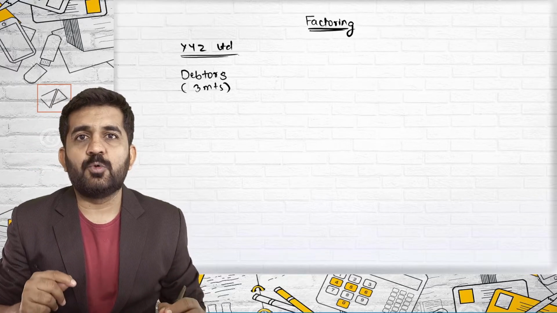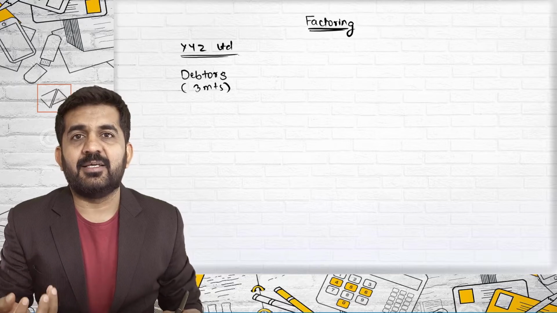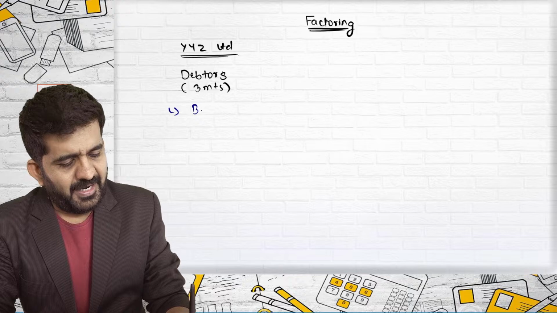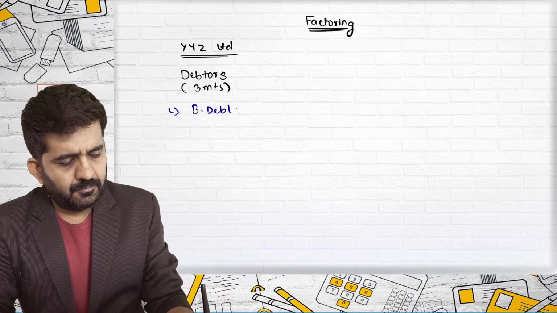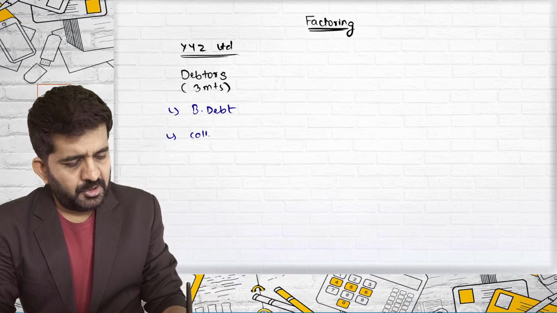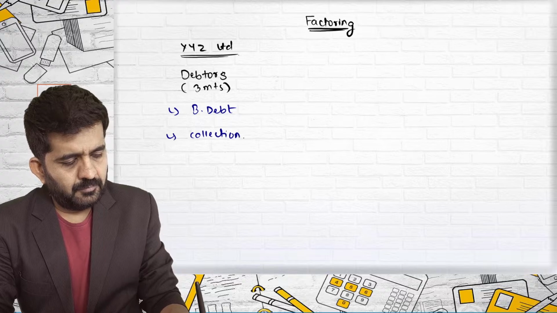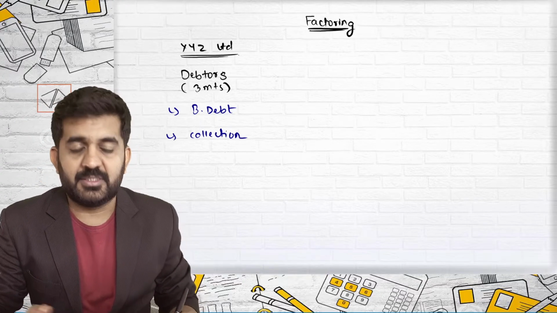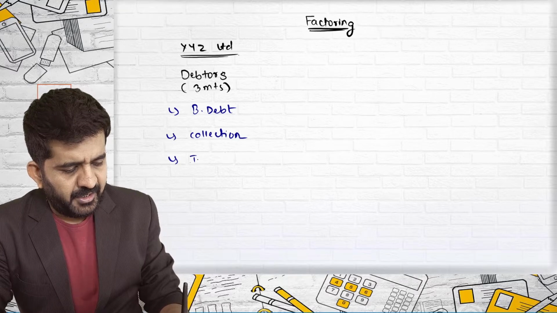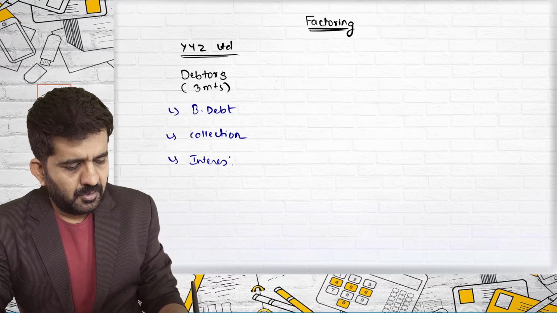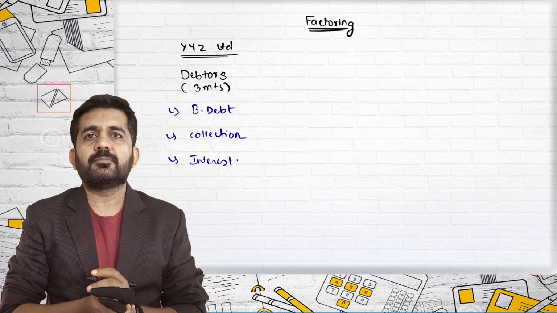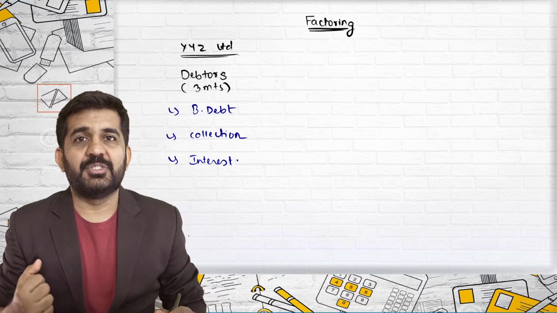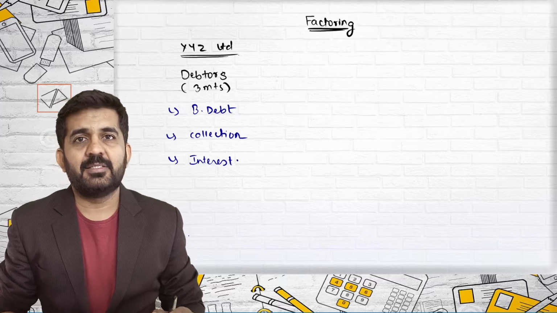Because they are selling goods on credit, debtors are created, and they will have the following costs: bad debt, collection cost, and as the money is received after 3 months, they will also incur interest cost. Now it is a headache to collect from debtors. There will be bad debts.